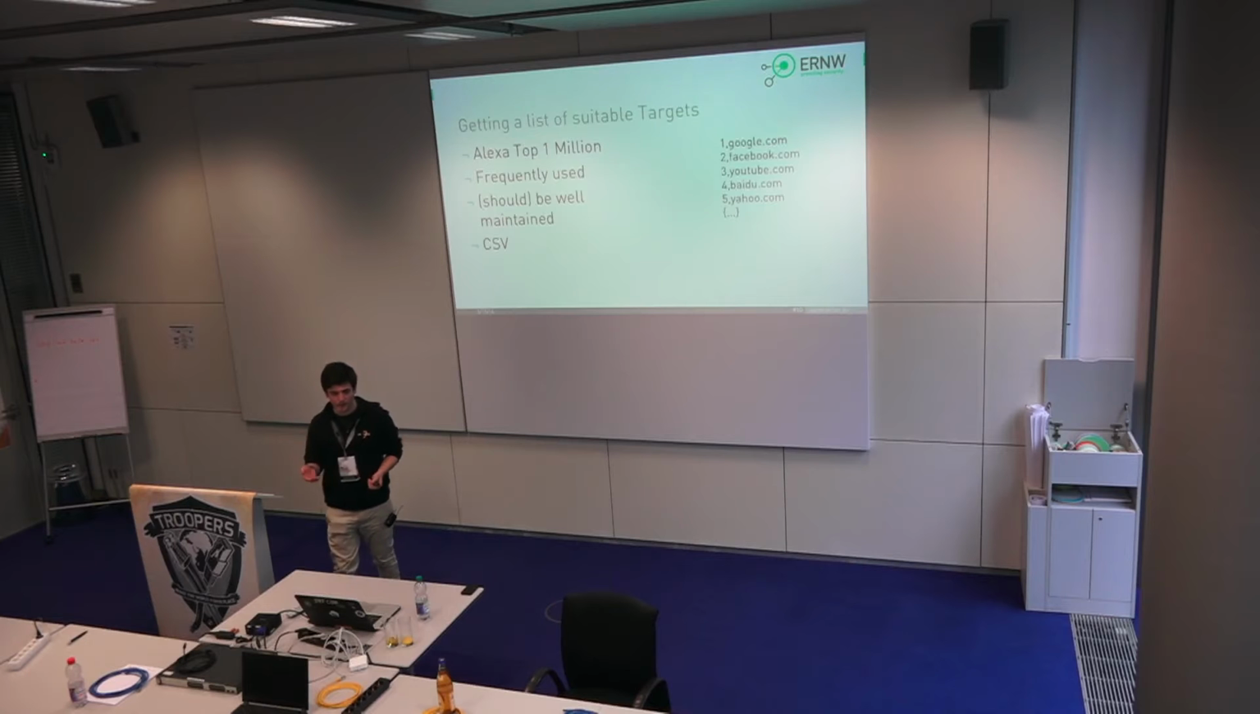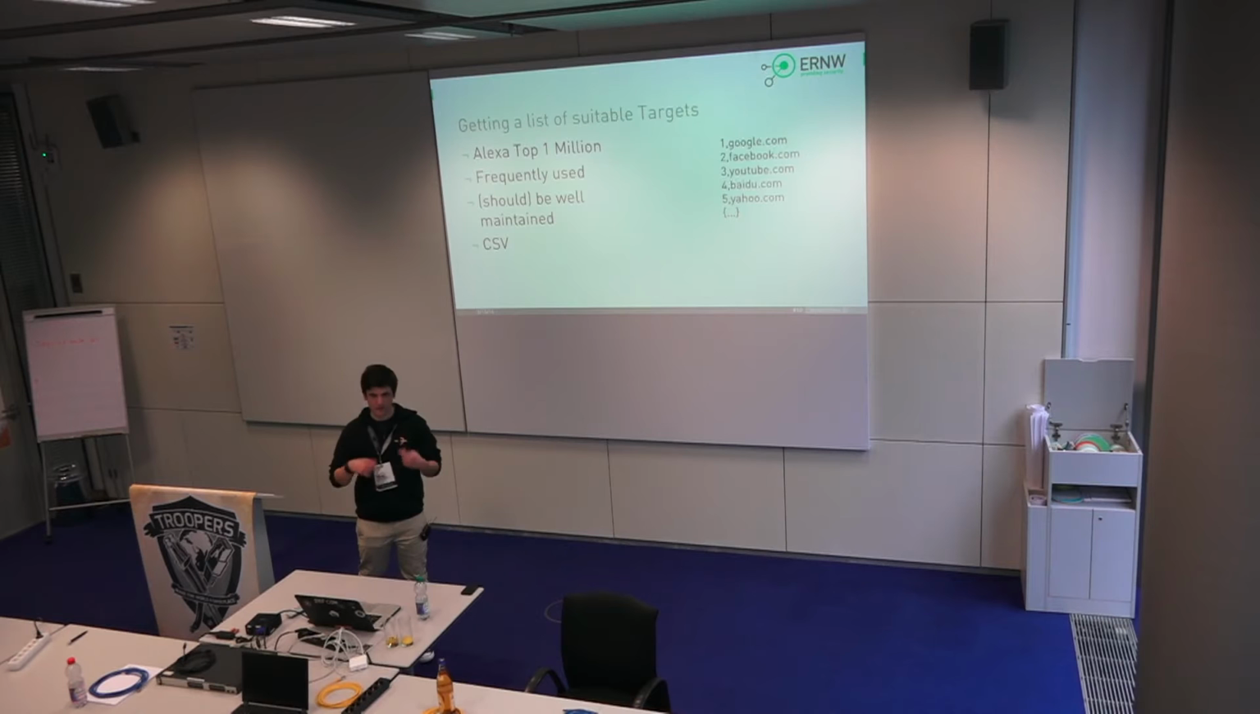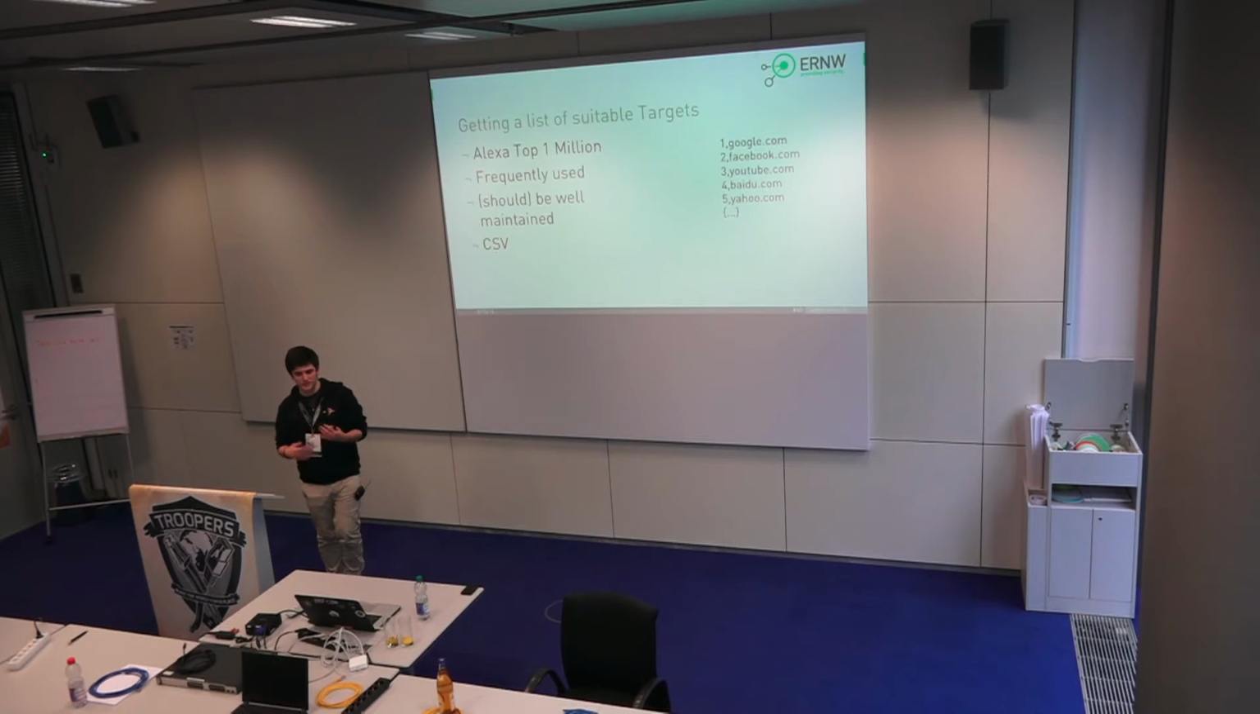The first idea I had was to get the list of the Alexa top 1 million domains. Those of you who are not familiar with it, Alexa rates sites by their visitors, so those are the 1 million most visited sites. Why have I chosen them? Because they're frequently used, right? They are the most visited websites worldwide.